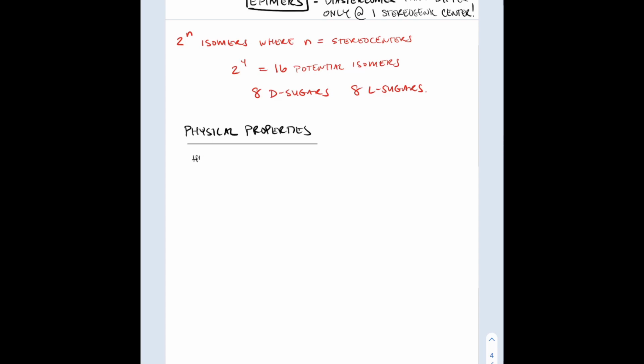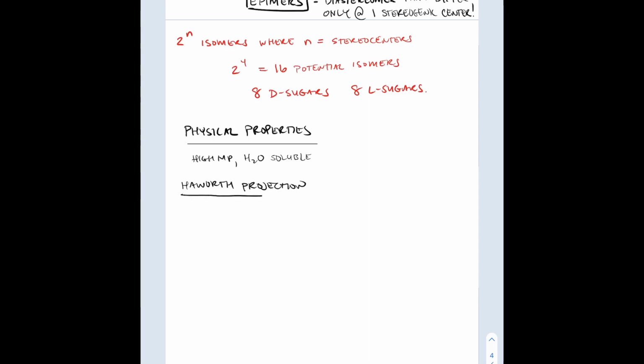For physical properties, I feel like these are pretty obvious. They're going to have high melting points and they're going to be very soluble in water. That's all I'll mention about physical properties, but I usually have you take a look at that on your own.